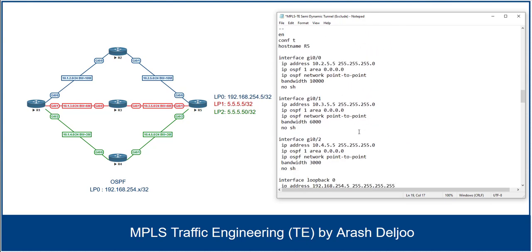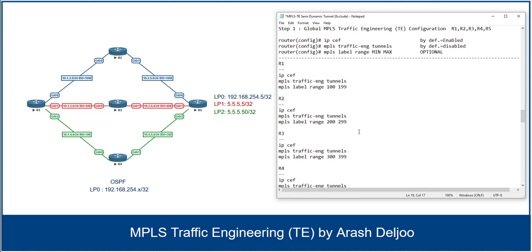And after that, we need to go to step 1. Again, in step 1, we don't have any new topic because we learned about it in previous videos. Global MPLS traffic engineering or TE configuration on router 1 to router 5. You know that IP CEF should be enabled, and this is enabled by default. Good news. And after that, we need to use this command, mpls traffic-eng tunnels. This is disabled by default, and it is mandatory to configure this command. And after that, mpls label range minimum maximum is the recommended optional command that we can use.